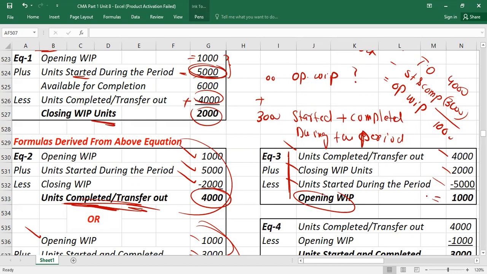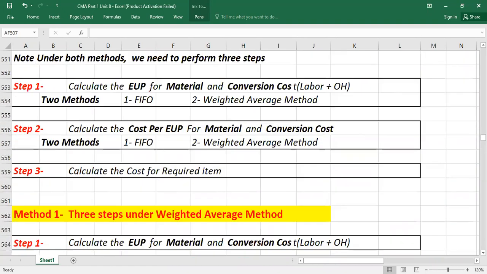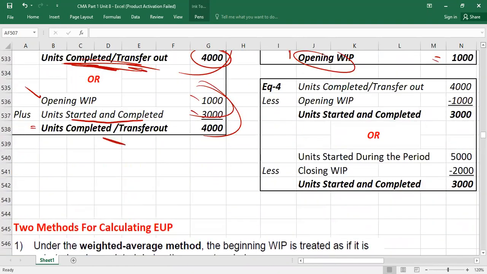Now I hope you got what I'm trying to say. This equation can be used to get different values. Then we have one more equation, the last equation I'm explaining, then I move to the main point. Question number four, if you want to calculate units started and completed, these two equations are also derived from the main general equation.